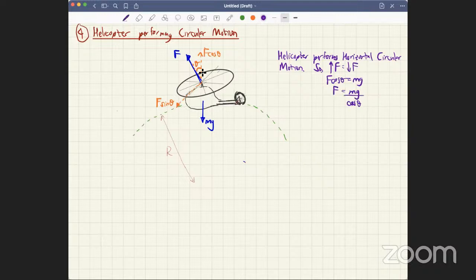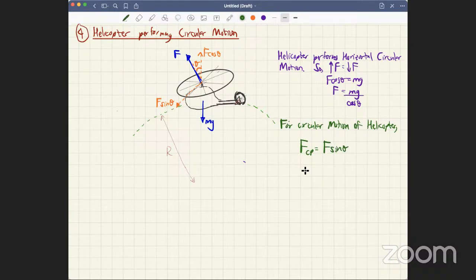Now tell me, what is the centripetal force this time? For the circular motion of the helicopter, everybody tell me, what is the centripetal force? It is not mg. Mg is downwards. It is F sin theta. Very good. Yes, F sin theta will be the force.